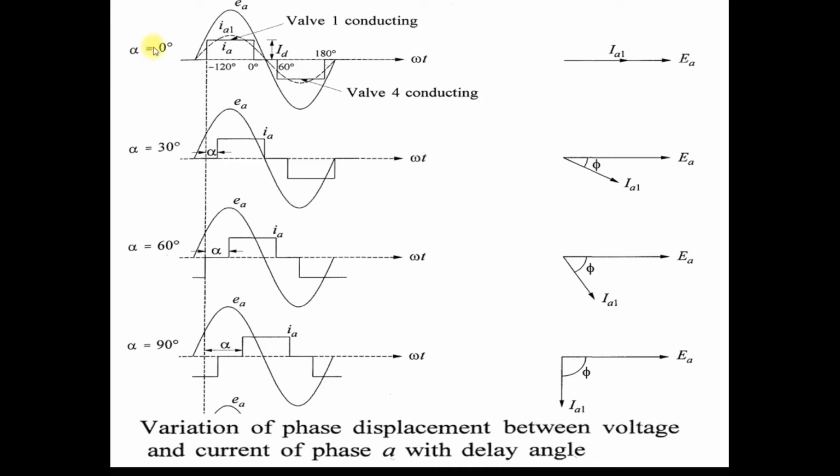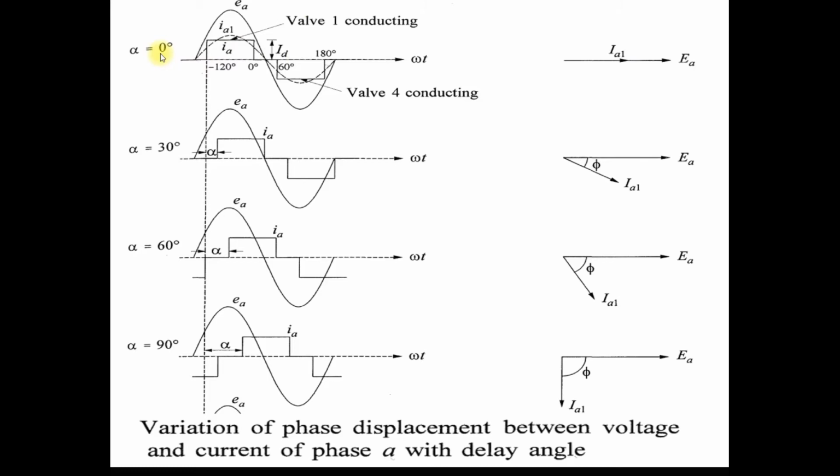So you can see graphically, here we take phase A as a reference. This is the supply A phase, and with alpha 0, the phase A current is in the same phase as the phase A voltage. Clear? Or you can see in the phasor diagram, this is EA, that represents the phase of EA. IA1 is the fundamental component of phase A current. So both are in the same phase because alpha is 0.